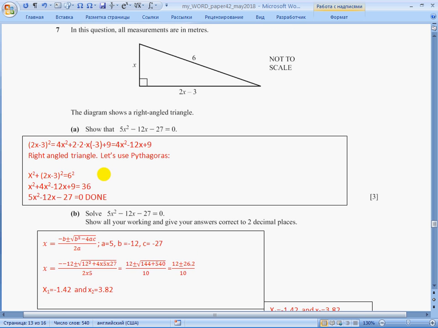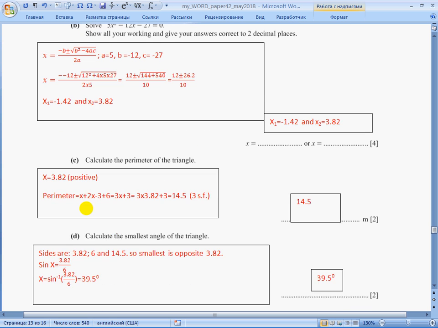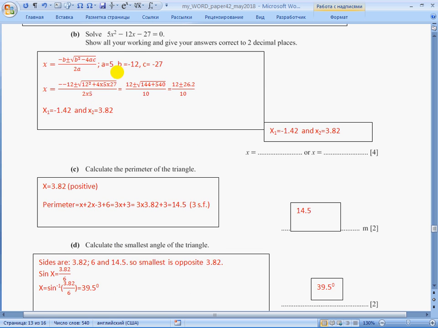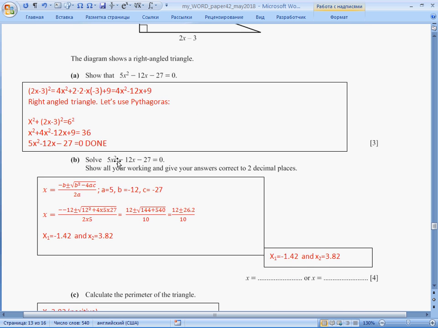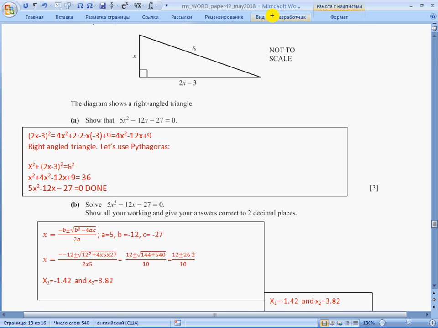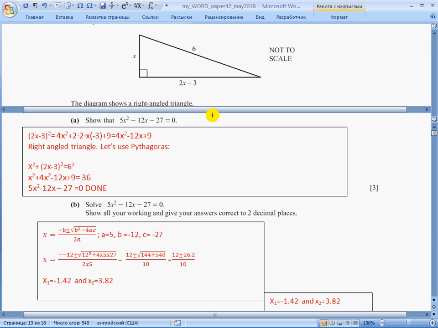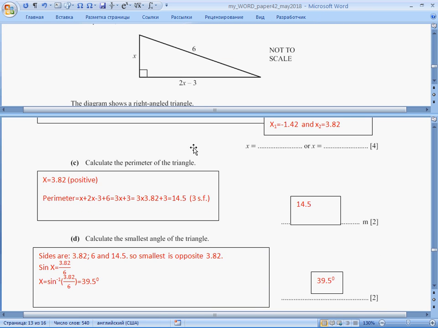Solve this equation. So we use the standard formula for a quadratic equation. a equals 5, b equals minus 12, c equals minus 27. After substitution and using the calculator, we get 2 solutions. Calculate the perimeter of the triangle. The perimeter will be x plus 6 plus 2x minus 3. As we know that x is 3.82, the negative value we don't take into account, we get 14 point something.